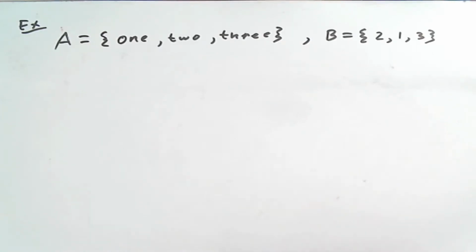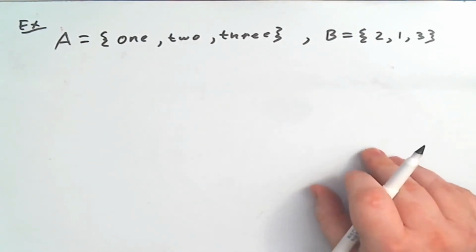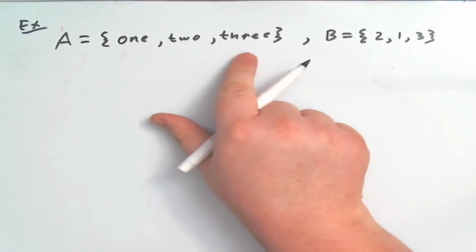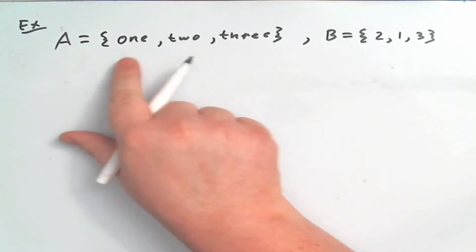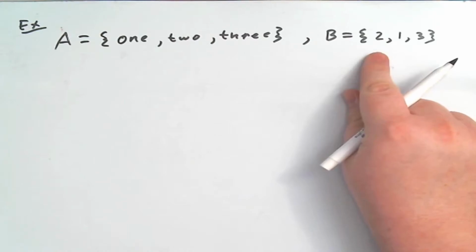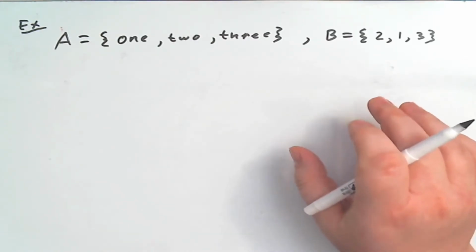Now, one might have a tendency to say that these are equal, right? If you say them out loud, 1, 2, 3, 2, 1, 3, it sounds like they have the same elements. But be careful because we're actually describing the words as the elements 1, 2, 3. So these are words 1, 2, 3 versus these are numerals 1, 2, 3. Okay, so be very careful on context.